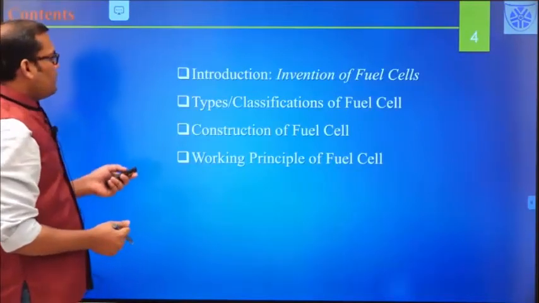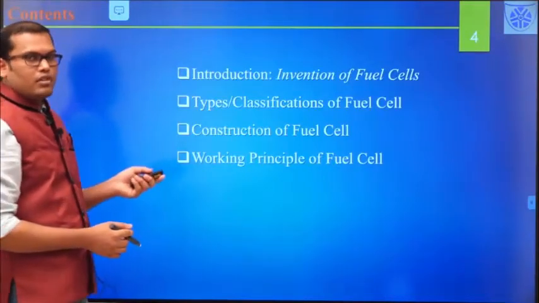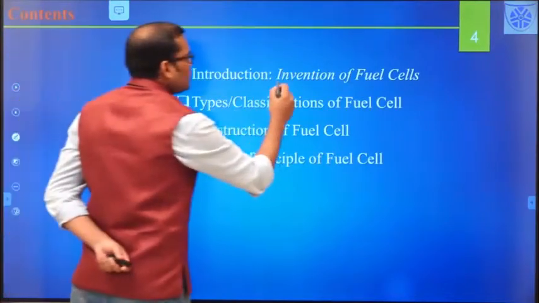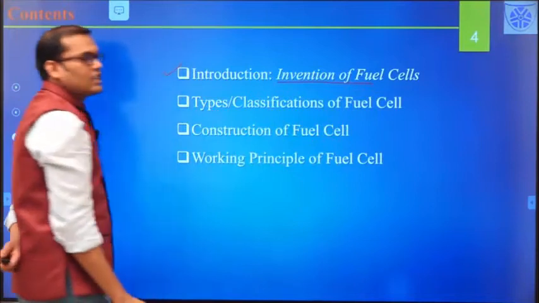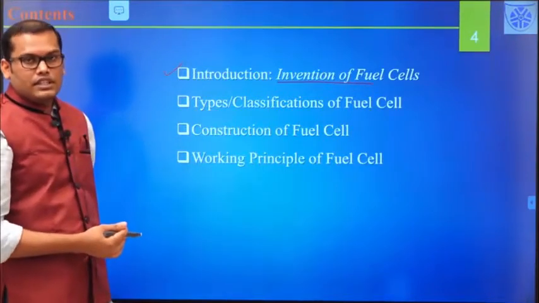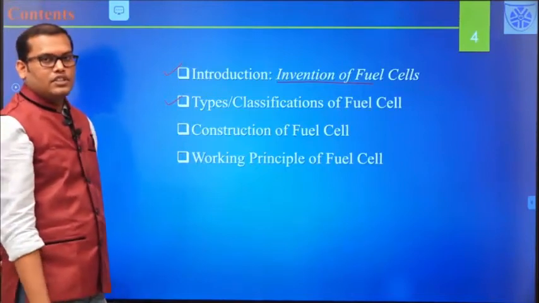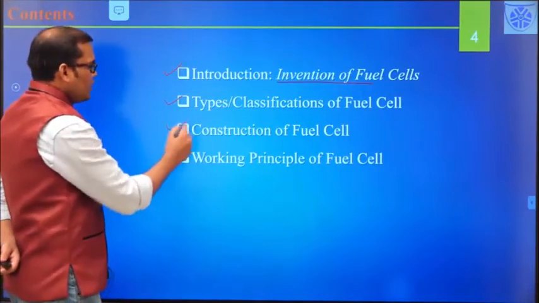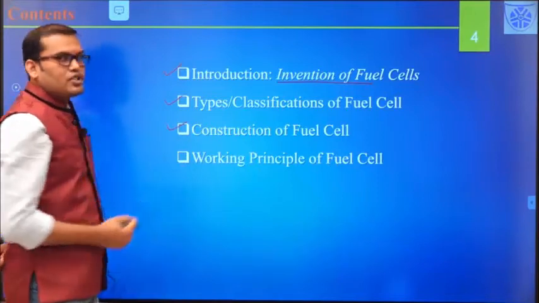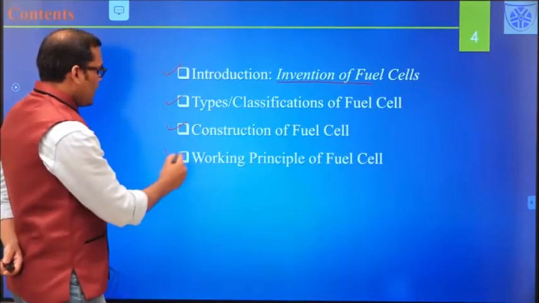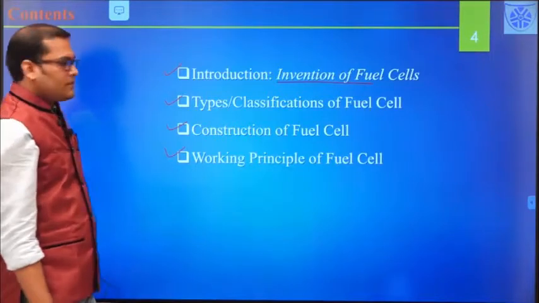These are the topics for the first module. I will cover the introduction and talk a little bit about the invention of fuel cells and how the name of the fuel cells came. Then I will discuss the types or classifications of the fuel cells. Then the construction of the fuel cells, that means what components are involved to construct the fuel cells, and the working principles of the fuel cell.